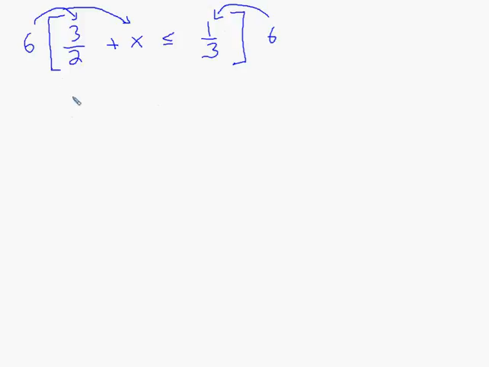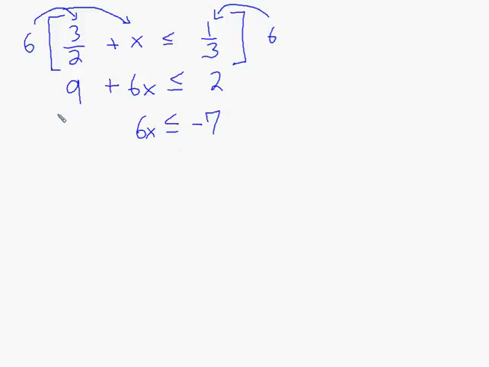Okay, so first term. The 2 cancels the 6, gives me a 3, and 3 times 3 is 9, plus, does anything cancel? No. So I get 6x is less than or equal to 2. Now we subtract the 9, so we get 6x is less than or equal to negative 7.